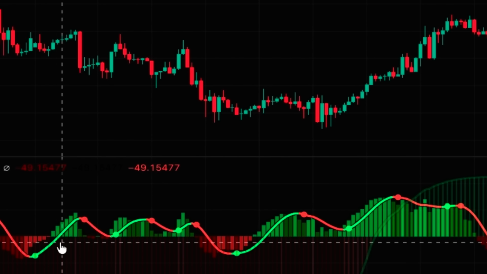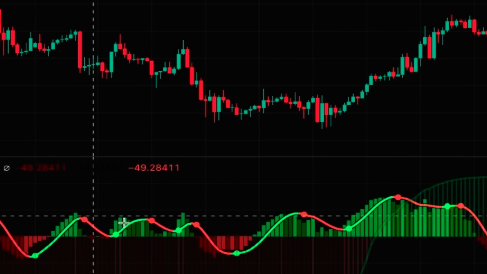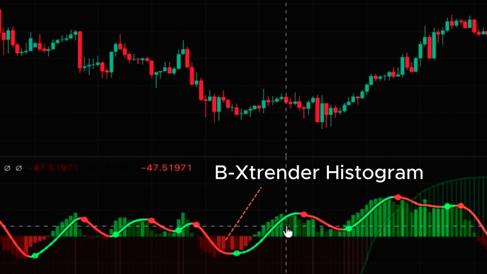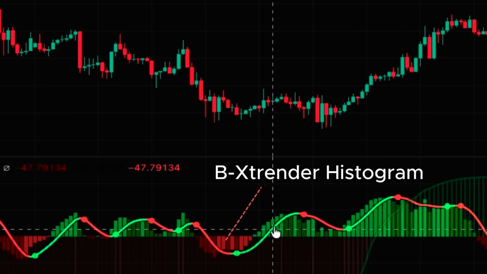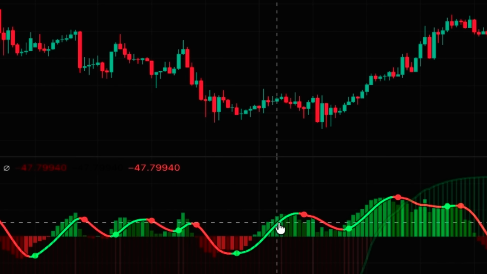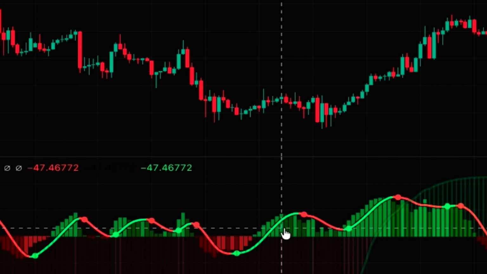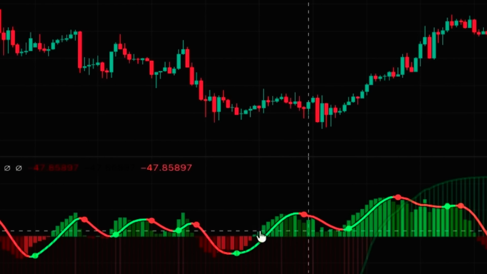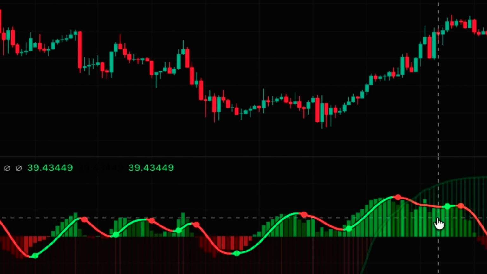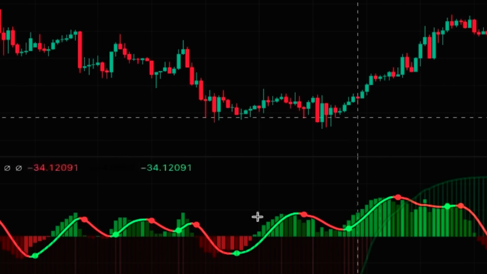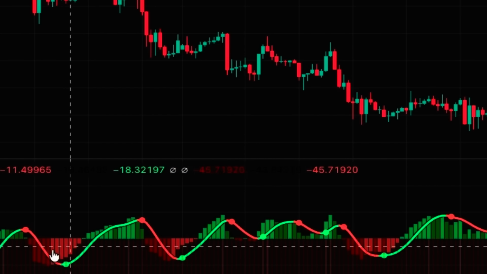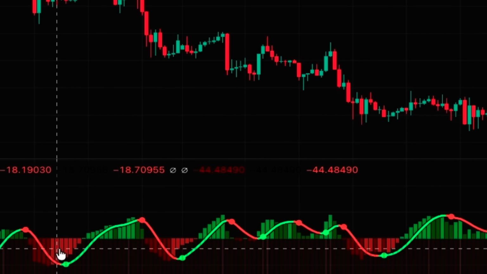At the back of the BX Trender line, we have a histogram which is called BX Trender histogram. This is a histogram of this line, BX Trender oscillator line. Somehow it is similar to MACD histogram, and the main use case in this indicator is evaluating momentum and confirming the signals. When the histogram is above the center line and green, we have greater upside momentum, and when the histogram is below the center line and red, we have greater downside momentum.